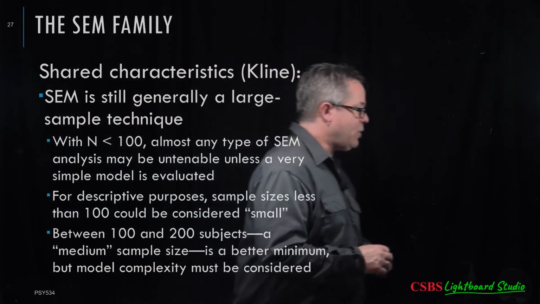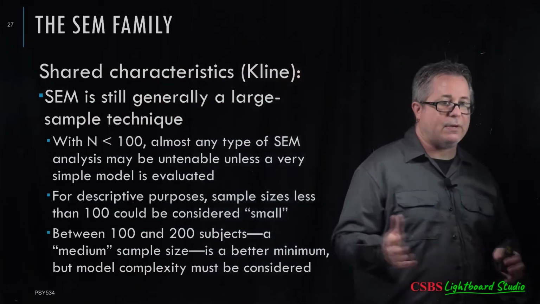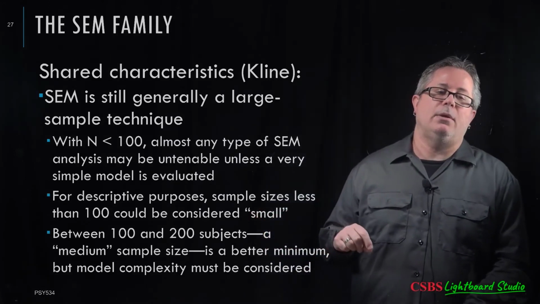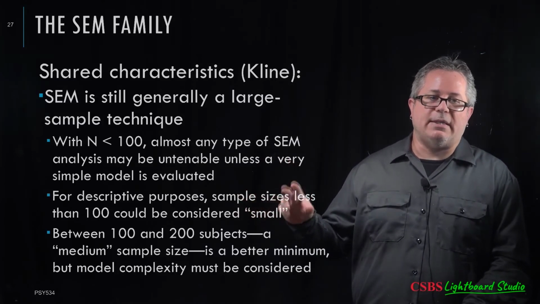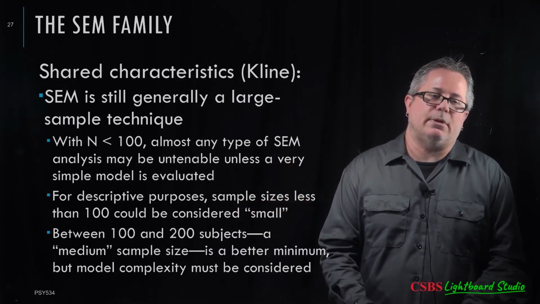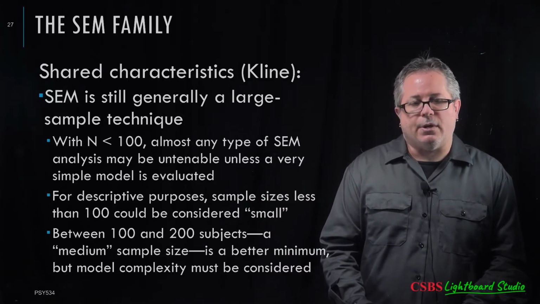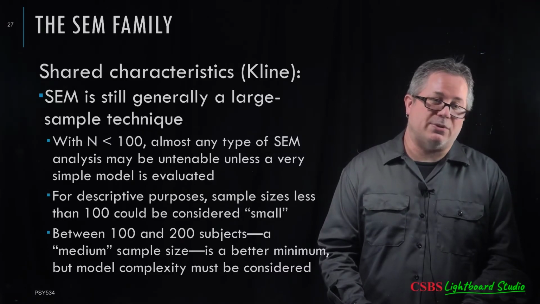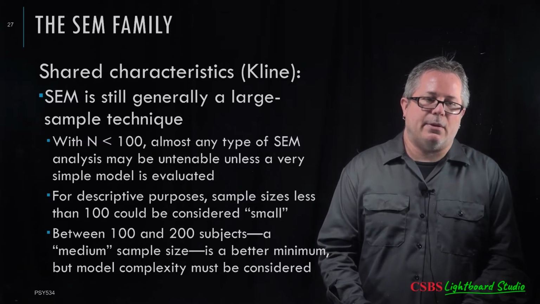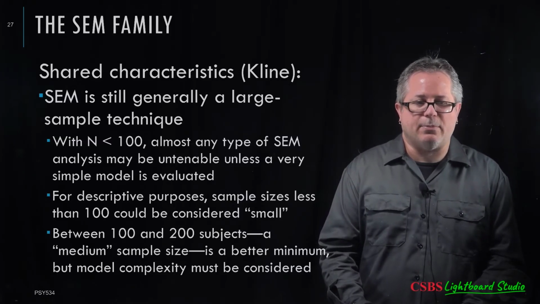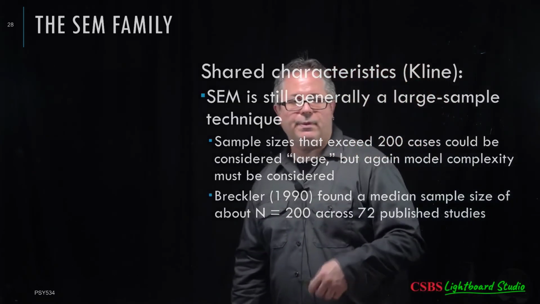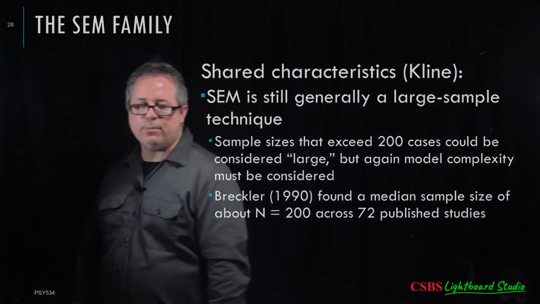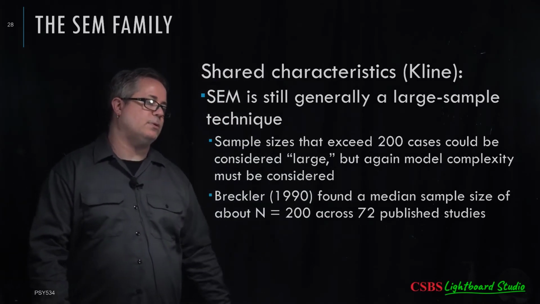SEM is still generally a large sample technique. Just like with factor analysis, when you're trying to estimate a bunch of parameters, you need a lot of people to be able to find them. With n less than 100, almost any type of SEM analysis may be untenable unless a very simple model is evaluated. For descriptive purposes, sample sizes less than 100 could be considered small, between 100 and 200 subjects medium, and 200 is a better minimum, but model complexity must be considered. Sample sizes that exceed 200 cases can be considered large. It really depends. Small, simple models require fewer subjects. Larger models need more.